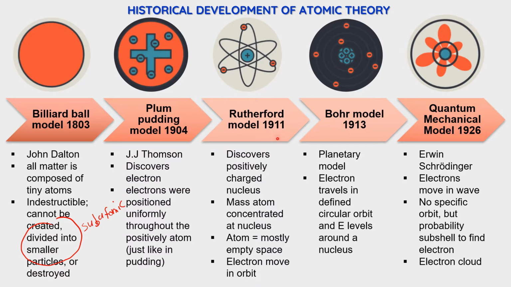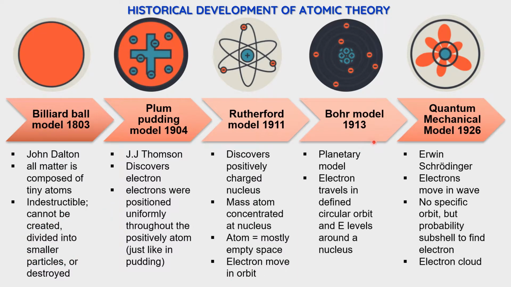Later in 1911, Rutherford discovered the positively charged nucleus. And he also stated that the mass of the atom is concentrated at the nucleus. This is because he discovered the proton inside the nucleus. And the nucleus is situated at the center of the atom. He also proposed that an atom is actually made up of mostly empty space. So most of the space in an atom is empty space. But unfortunately, he could not explain the electron movement in orbit.